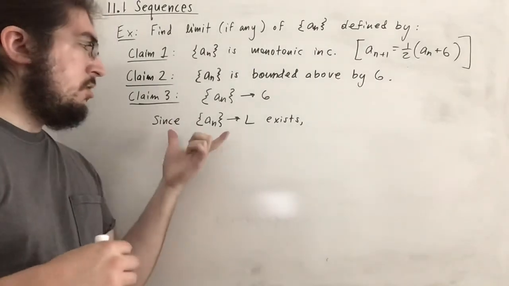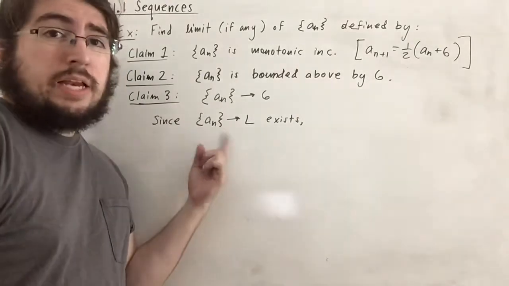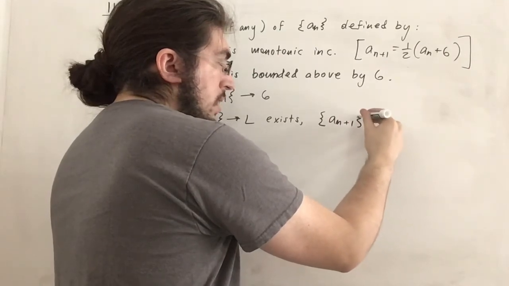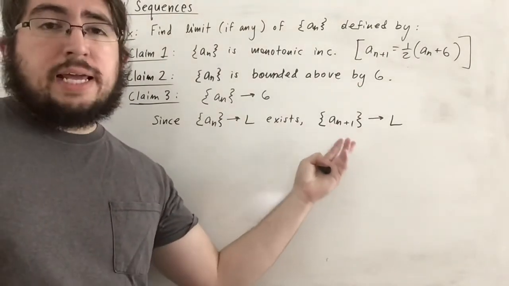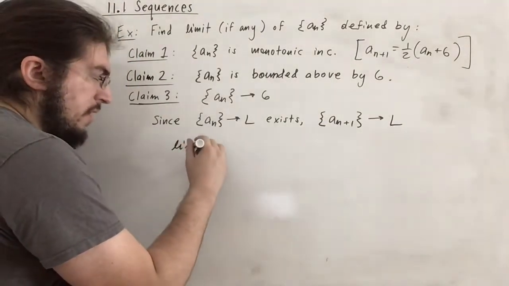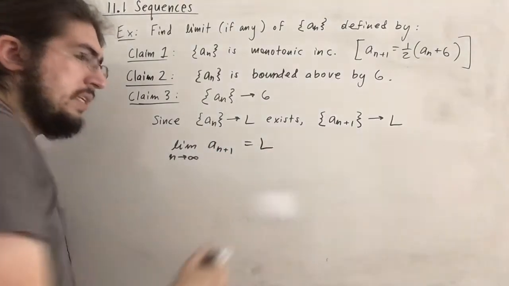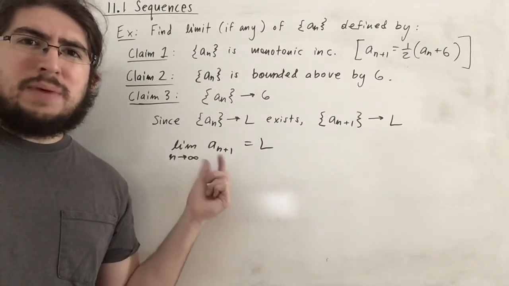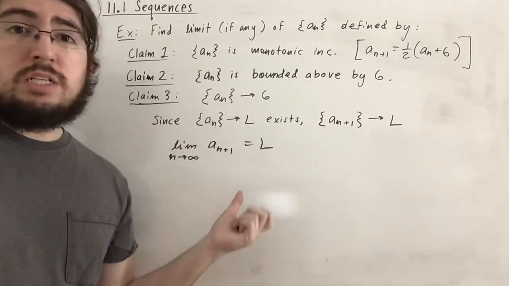So let's see. Since the limit exists from claim 1 and claim 2, it's monotonic and bounded, let's call it L. Then we can say that the limit as n plus 1 goes to infinity is also L. In other words, the sequence a sub n plus 1 will also approach L. So maybe there's a better way of writing that: the limit as n goes to infinity of a sub n plus 1 is L as well. Which makes sense because a sub n plus 1 is just the next term in line. In fact, these are the same terms as the a sub n sequence, only shifted by 1. So the limit will still be the same.